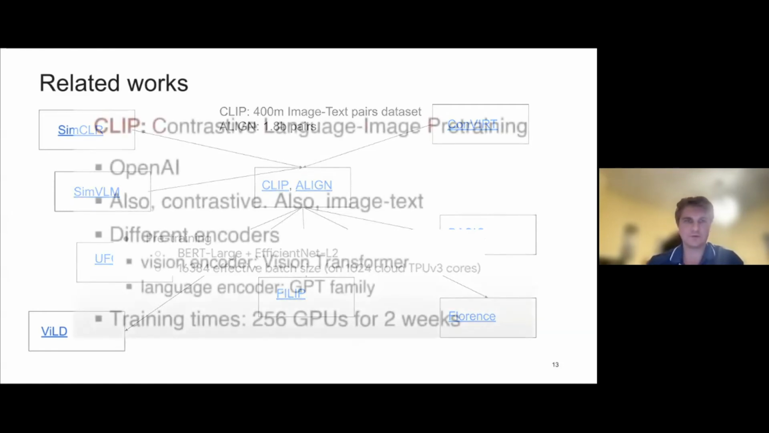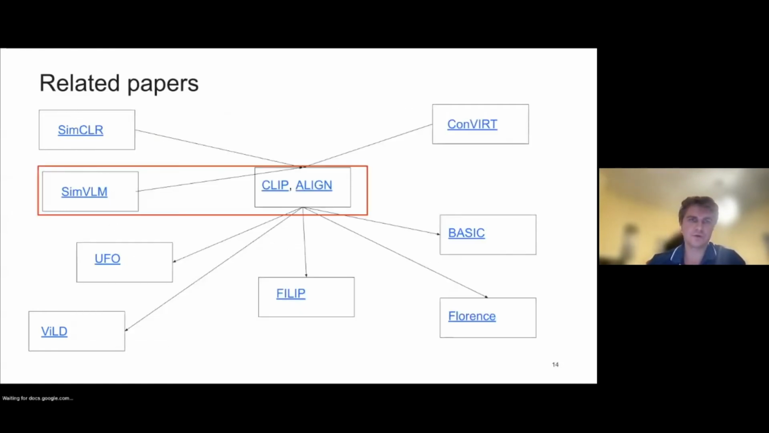And then UFO, a paper that describes a new architecture. It's a unified transformer model for handling language and text by using a common encoder. ViLD is CLIP plus Faster R-CNN for detection. So that's a recent paper.